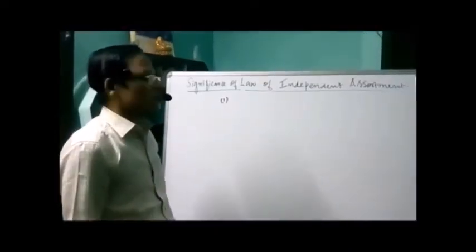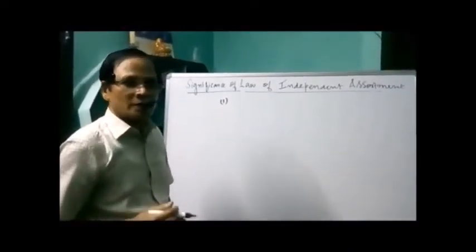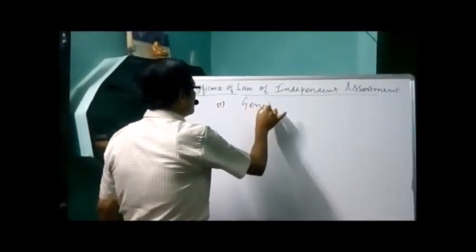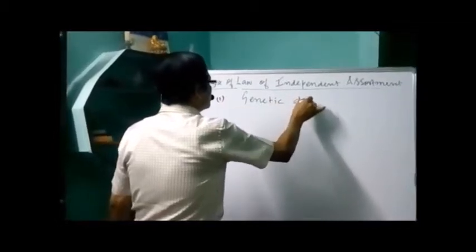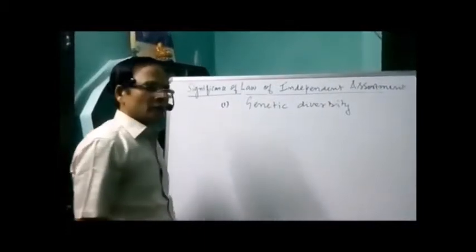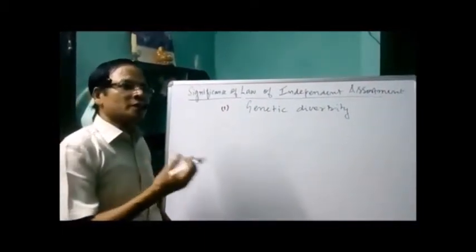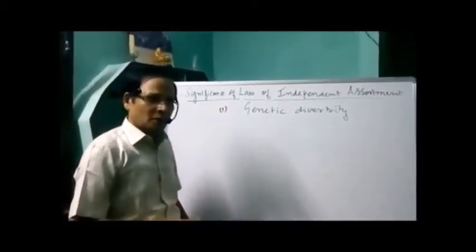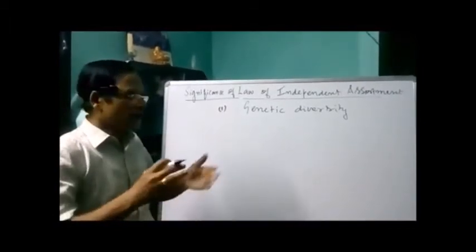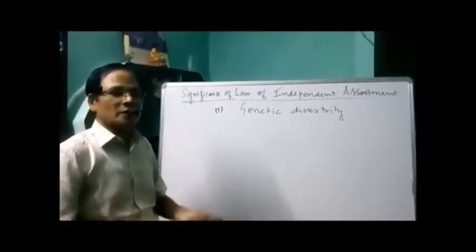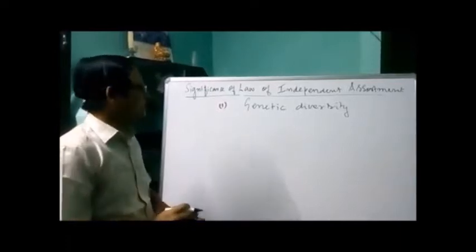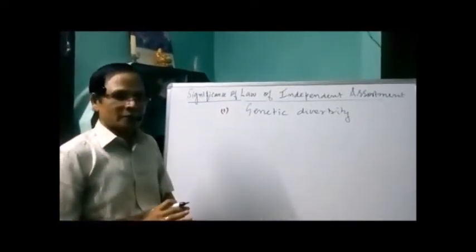Significance of independent assortment. Number one, it results in genetic diversity. The meaning of that is we can have individuals with different kinds of combinations of genes, different genotypes. This is called genetic diversity. Different organisms and individuals produce different kinds of rice, different kinds of mangoes. These are all the results of genetic diversity.